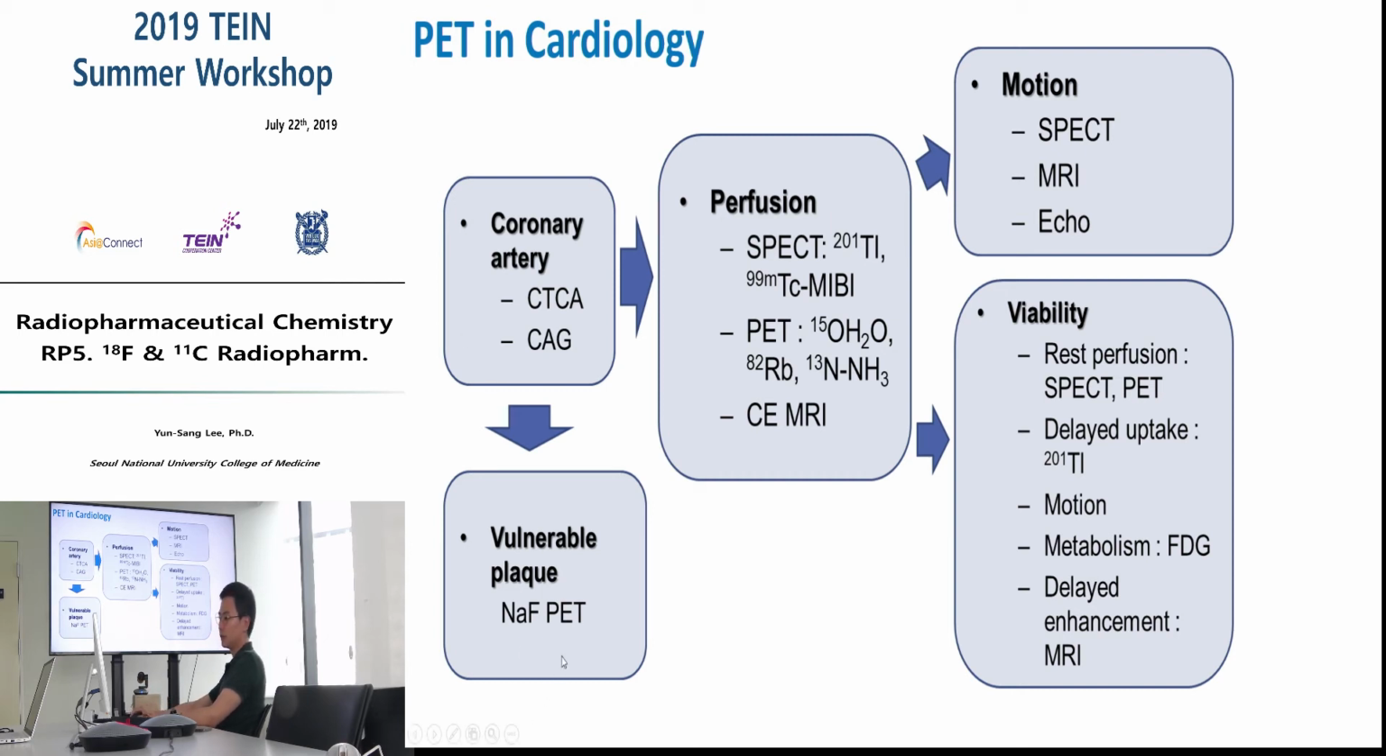And first, for the vulnerable plaque, the sodium fluoride agent has some opportunity to be used. And right now, what I'm going to focus on more is perfusion agents. In our institute, we are right now using the ammonia PET. For the motion and viability, these agents can be used.